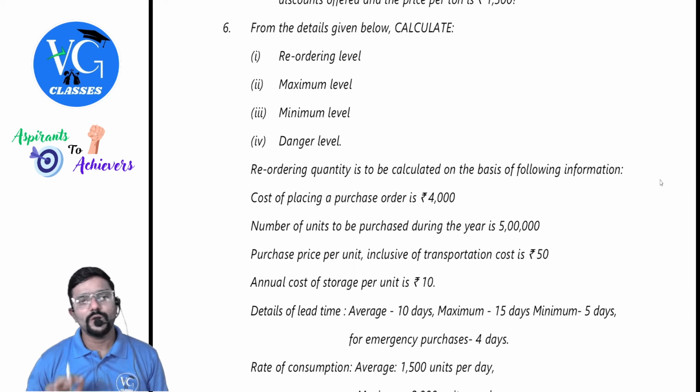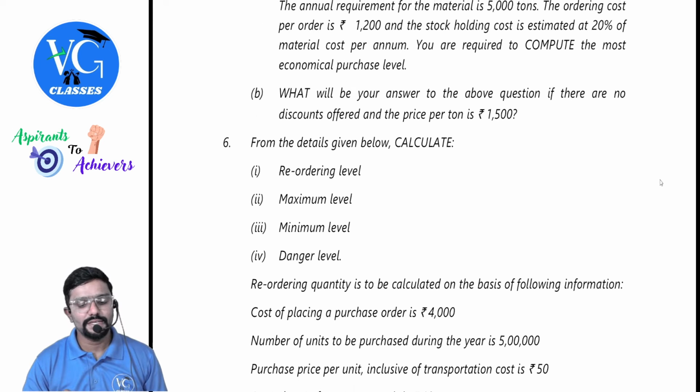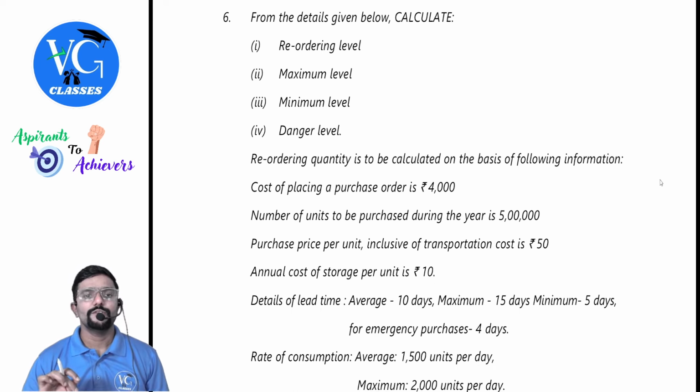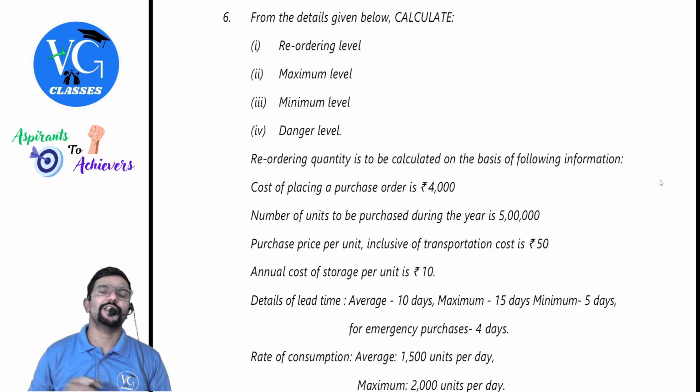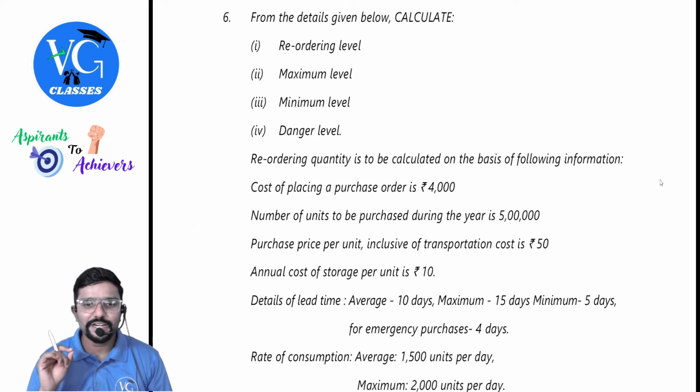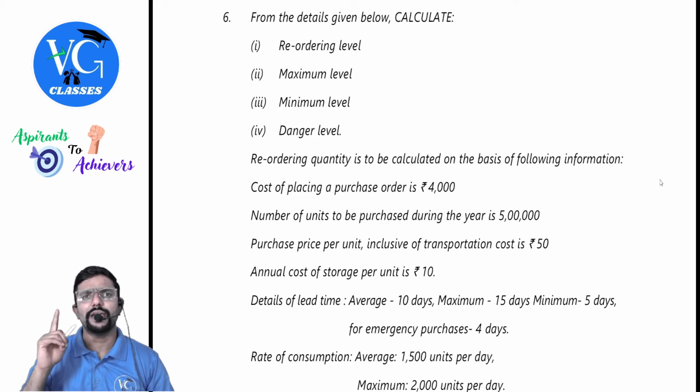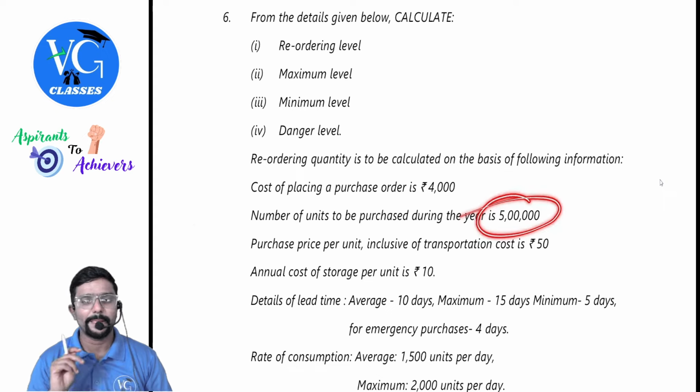Yeah, question number 6, guys. 5 is done, now 6. From the details given below, calculate reordering level, maximum stock level, minimum stock level, and danger level. Reorder quantity is to be calculated on the basis of the following information. Cost of placing a purchase order is 4000. Number of units to be purchased during the year, annual demand, is 5 lakh.